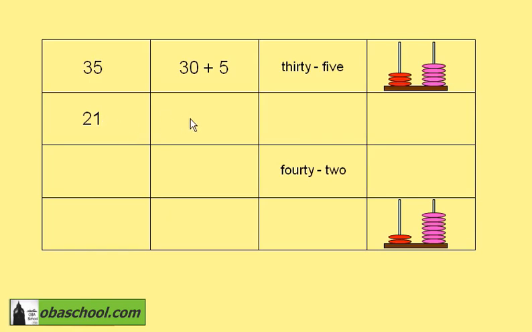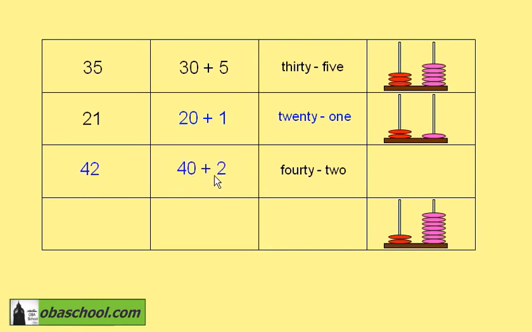So let's start with the 21. Writing it like this would be 20 plus 1. As a word, it's 21. And as an abacus, we put 2 on the 10 spike and 1 on the 1 spike. Now let's look at 42. It's 4 and 2. 40 add 2. 4 on the 10 spike and 2 on the 1 spike. This is 20, 1, 2, 3, 4, 5, 6, 7. 27. 20 plus 7, 27.